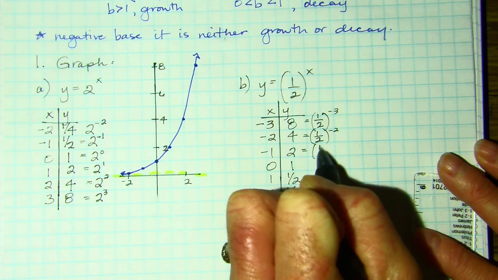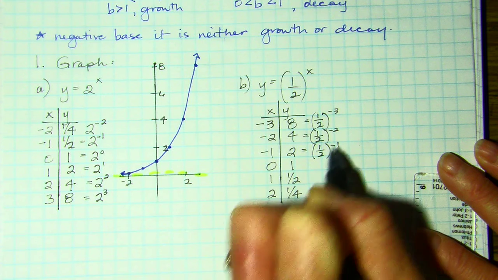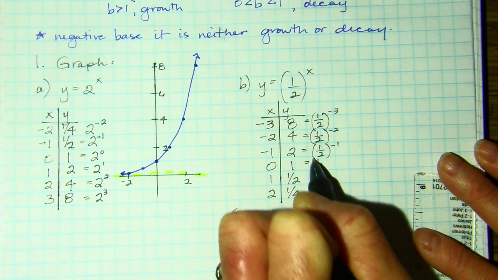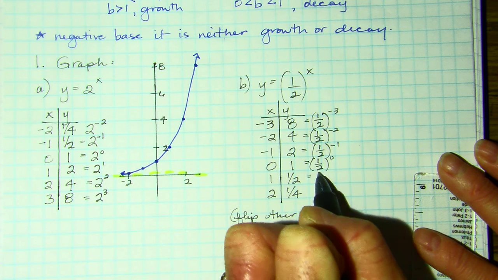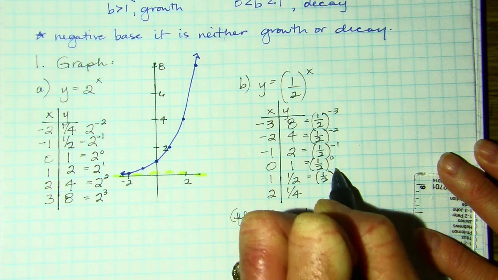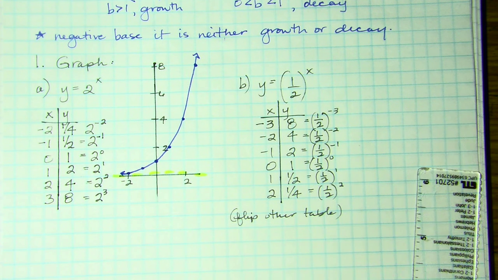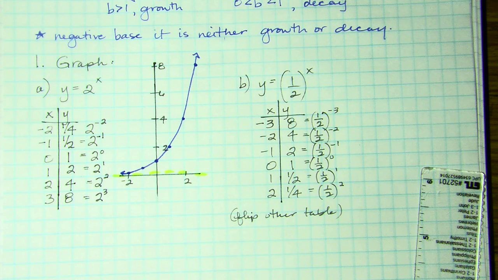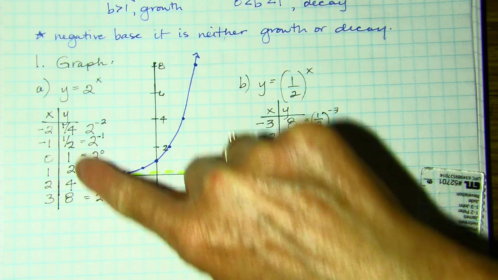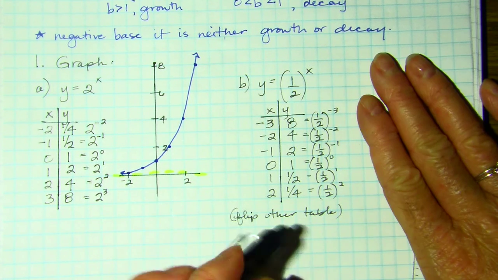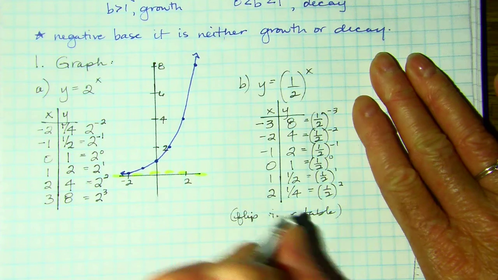This is 1/2 to the -1st. This is 1/2 to the 0, right? This is 1/2 to the 1st. This is 1/2 squared, because 1/2 times 1/2 is 1/4. So notice I flipped my y values. Flip, flip.